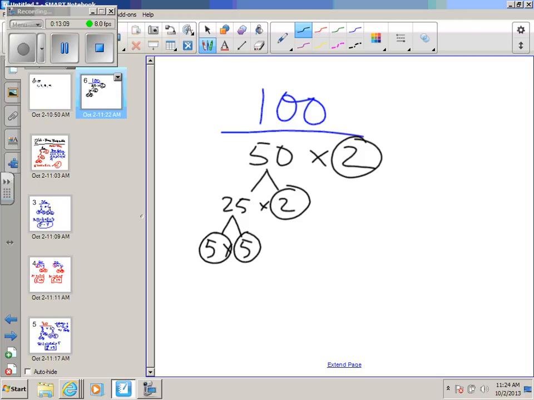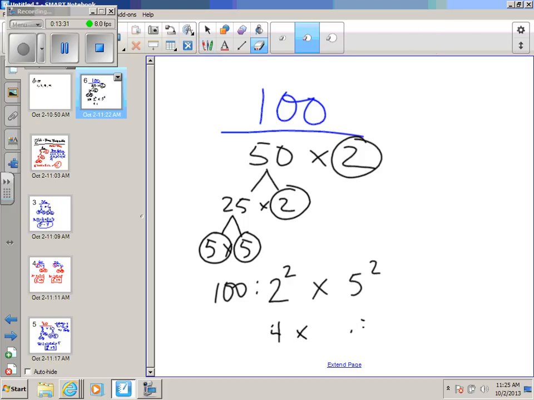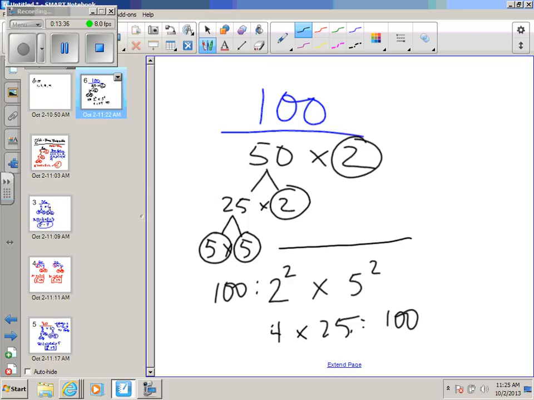So 100 would be, how many 2s did I have? How many 5s? Simplify. Just simplify in your head. 2 squared is what? 4. 5 squared is, what's 4 times 25? 100. So yeah, that definitely works. 2 squared, 5 squared. Okay, yes? Closer.